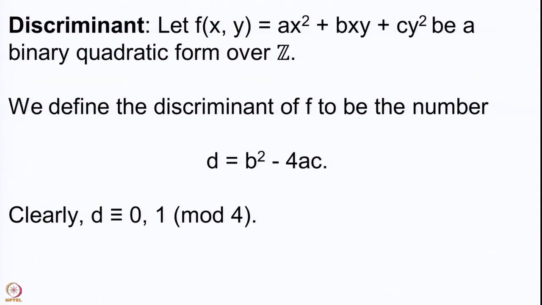Welcome back. We are studying integral binary quadratic forms and we introduced some transformations which are essentially change of variables, and we also introduced a concept of discriminant of a quadratic form. So, the definition is here in front of you in the slide. If your form is ax square plus bxy plus cy square, then the discriminant is b squared minus 4ac. And we also noticed that since b square is always 0 or 1 modulo 4, the discriminant is always going to be congruent to 0 or 1 modulo 4.